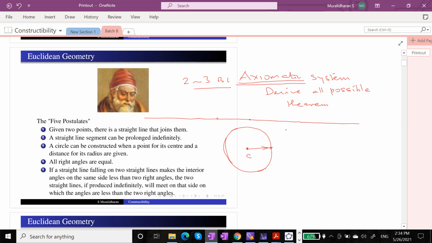And all right angles are equal. A right angle is just an angle like this one. So all right angles are equal. And all these 4 axioms are almost obvious. But the 5th axiom is sort of difficult to understand.